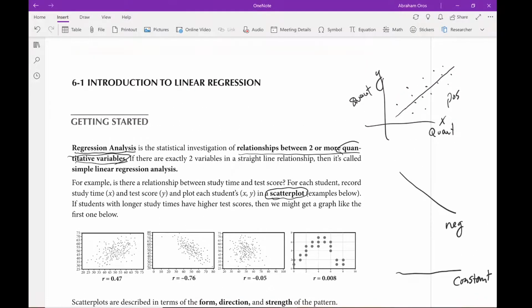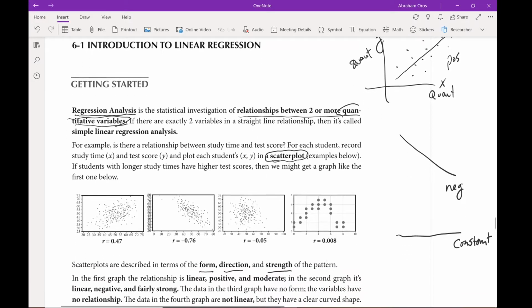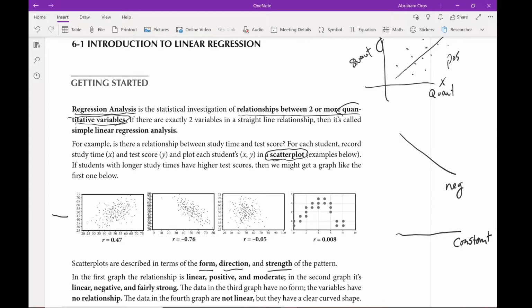Strength has everything to do with how well those dots fit around that particular line. In the pictures over here, the first is really not a very good linear relationship, but you could probably draw a line through there. In the second one, I could also draw a line. You'll notice that the dots in the second graph are a lot closer to the line than the dots in the first graph. So the second graph has a stronger strength than the first, which is a more moderate strength.